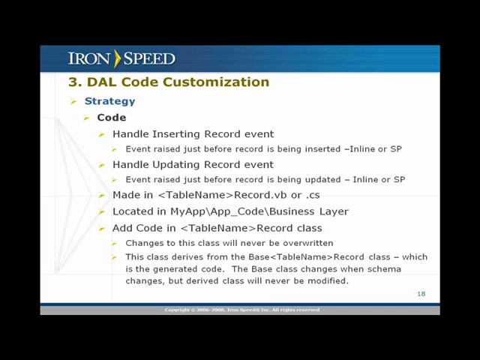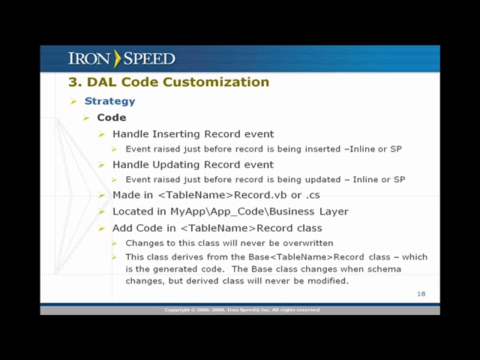So if you have a Customers table, you will have a file called CustomersRecord.vb or .cs, and it will be located in your MyApp/AppCode/Business Layer folder. And then what you want to do is essentially modify the record class. The record class, as we discussed earlier, is where we need to make the change, adding 2 methods or 2 events for handling the inserting and updating events.